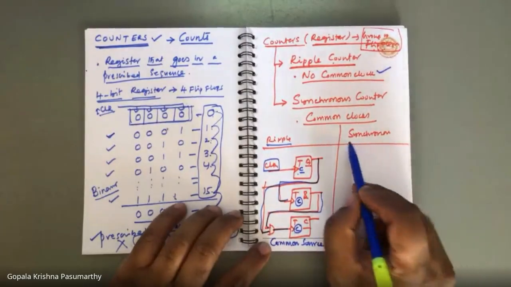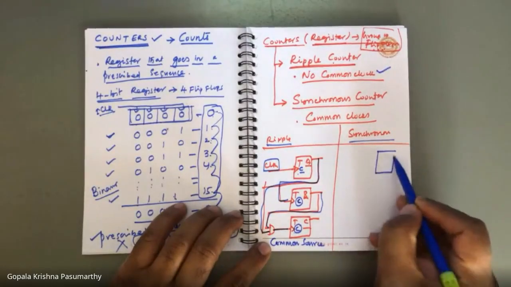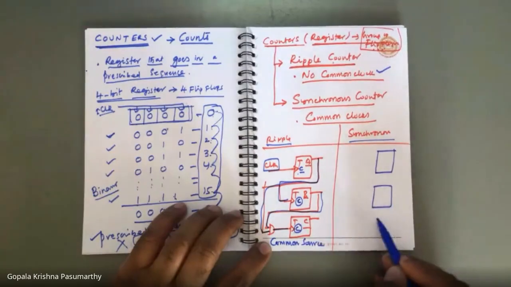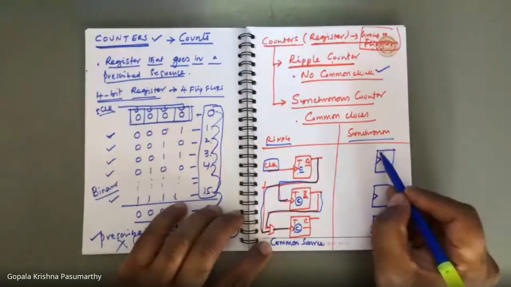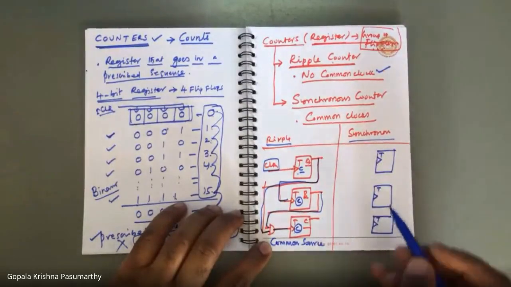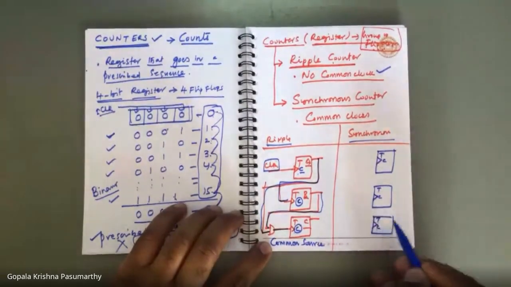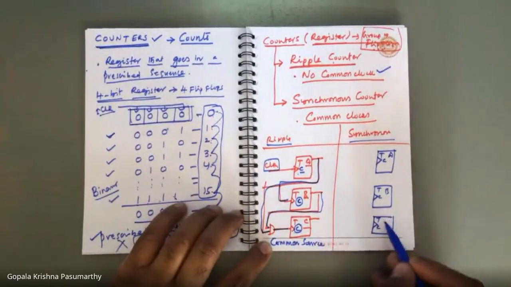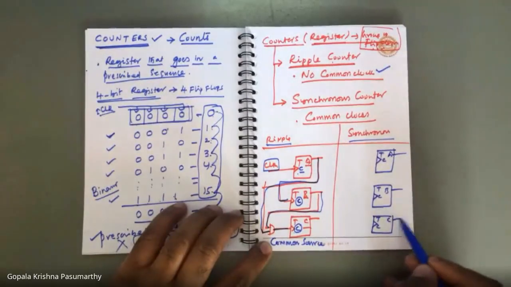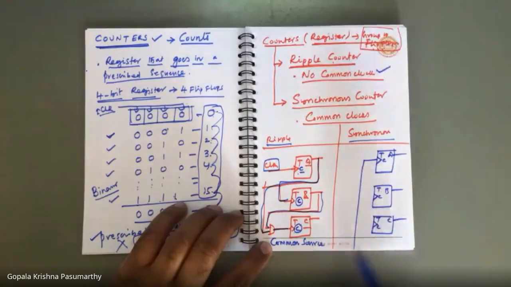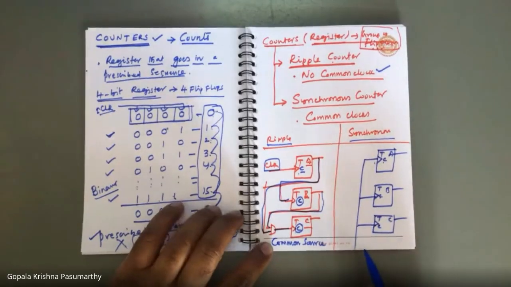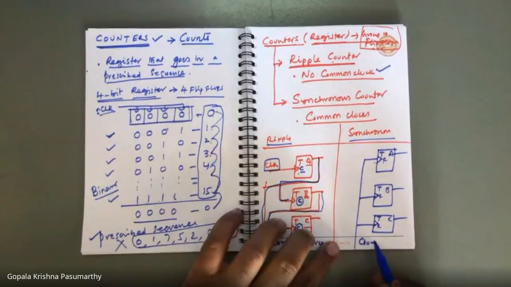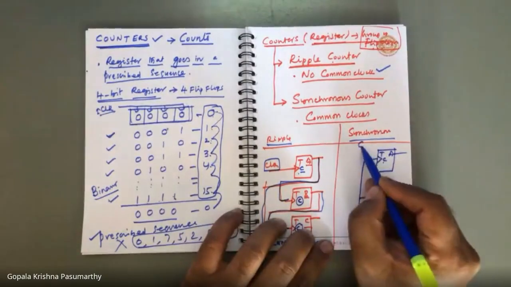If you take a synchronous counter, with 1, 2, 3 flip-flops, every flip-flop has a clock. Let us take an example where all flip-flops are of type T. This is a clock, this is a clock, this is a clock. The name of this flip-flop is A, this one is B, this one is C. You see, the clock of the first flip-flop, the clock of the second flip-flop, the clock of the last flip-flop, all are connected to the same line. We call it a common clock.